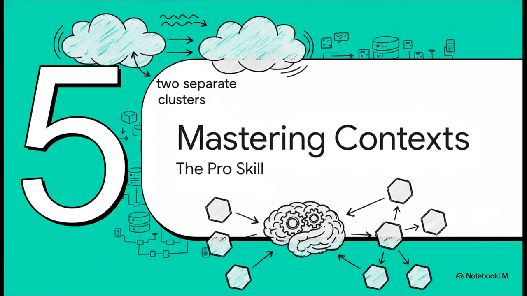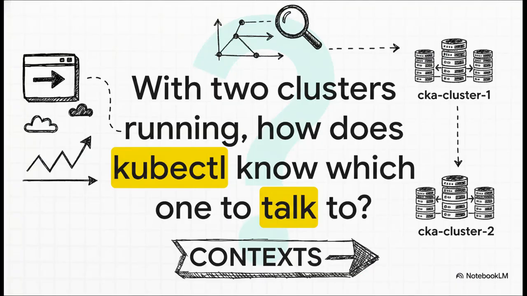Okay, this is awesome. We now have two completely separate Kubernetes clusters running at the same time. But this creates a new challenge. And honestly, learning how to handle this is what separates the beginners from the pros. We need to figure out how to manage both of them. I mean, think about it for a second. When you type a command like kubectl get pods, how on earth does it know if you mean the pods in CKA cluster 1 or the pods in CKA cluster 2? The answer is a really important concept called contexts.